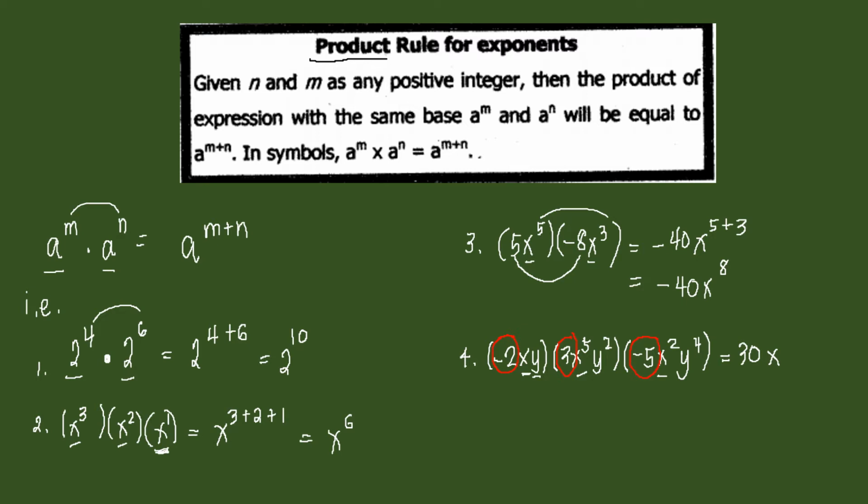So for the first x, I don't have anything written, that is understood to be 1. So I will have 1 plus 5 plus 2. And then for y, I will copy y. And then again, on the first y, the exponent is not written. That's why it's understood to be 1 plus 2 plus 4. So 1 plus 2 plus 4. Hence, our answer will be 30, x to the 8, y to the 7.